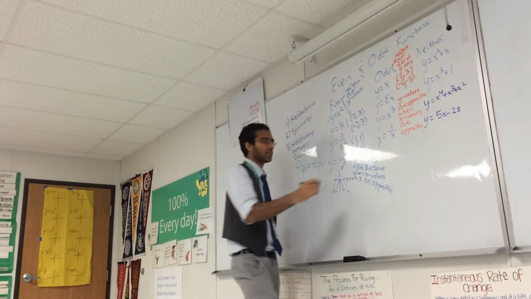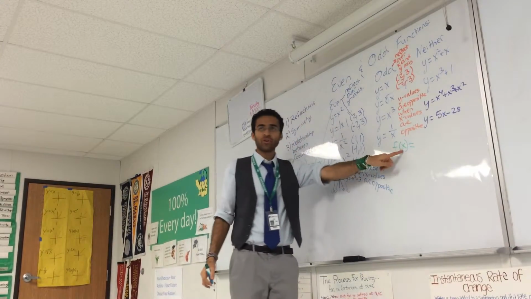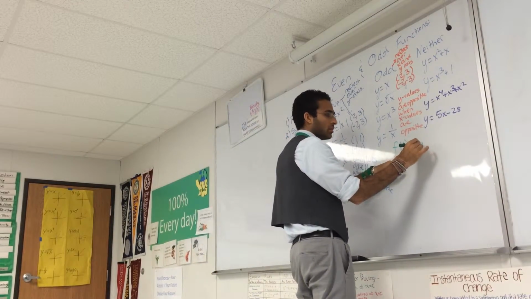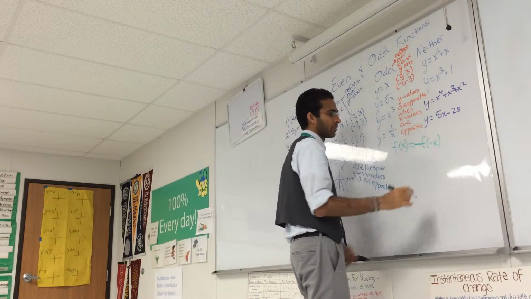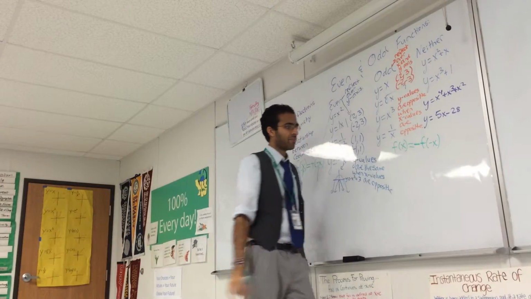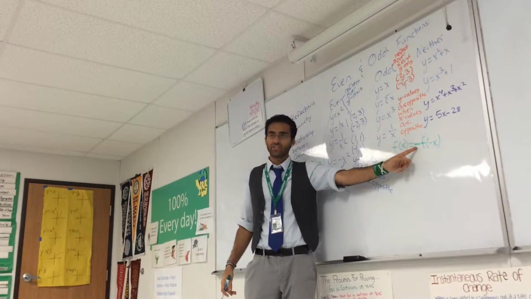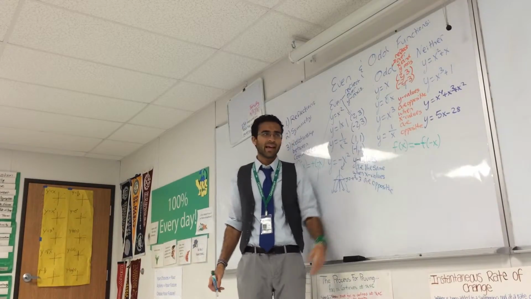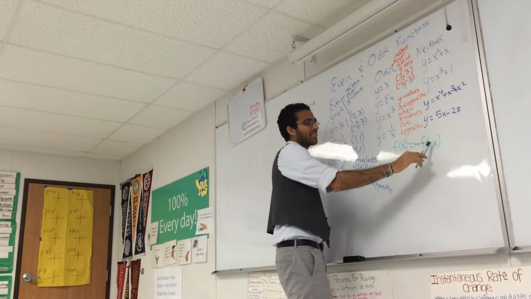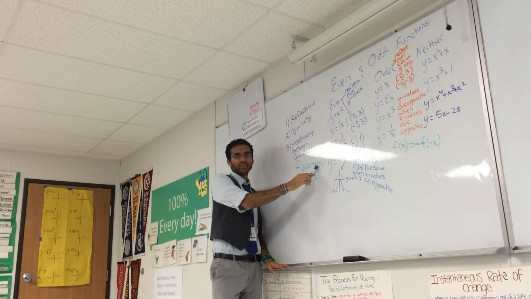For odd functions, when I plug in 3, I get the opposite as when I plug in negative 3. So negative f of negative x. When I plug in 3 and I plug in negative 3, I get the opposite. Hence, the reflection is over the x-axis and the y-axis. For even, the reflection is only over the y-axis.